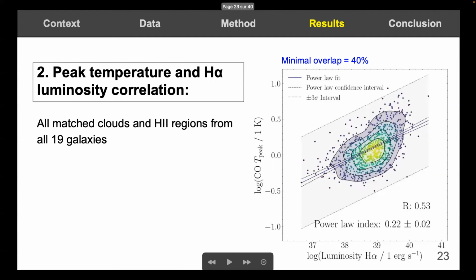And now if we look at the peak temperature this time against H-alpha luminosity, there is again a significant correlation. So this is another hint of stellar feedback, where the higher the luminosity of the H2 region, the higher the peak temperature and turbulence of the clouds. And it's not shown on the slide, but the steepness and the strength of the correlation we found tend to increase with the minimal overlap percentage, which means that when we consider closer and closer H2 regions and clouds, the signal of feedback gets stronger.